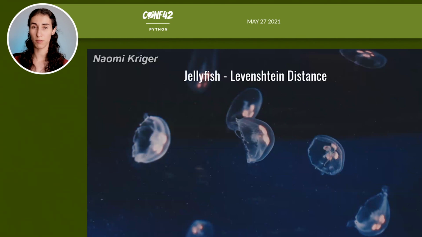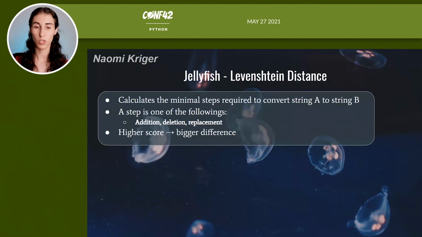Levenshtein distance is a very fundamental and important string metric in the string comparison world. Many other string metrics and string comparison algorithms are based on that one, including all the ones that we will discuss today. So Levenshtein distance counts the minimal amount of steps required in order to convert string A to string B. A step is considered as an addition of a character, a deletion of a character, or a replacement of one character with another one. The higher the score is, the bigger the difference.